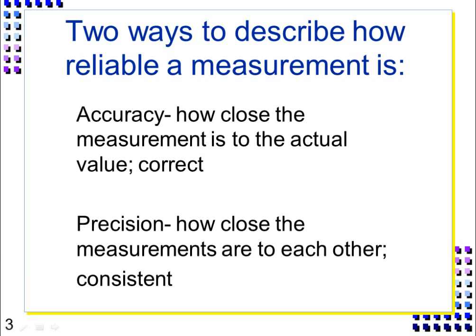It's possible for a set of data to be precise but not be accurate. For example, I could perform an experiment consistently wrong, and all of my data might follow a certain trend, might be very consistent with each other, but my data still might not be accurate. I didn't get the correct answer that I was supposed to get.